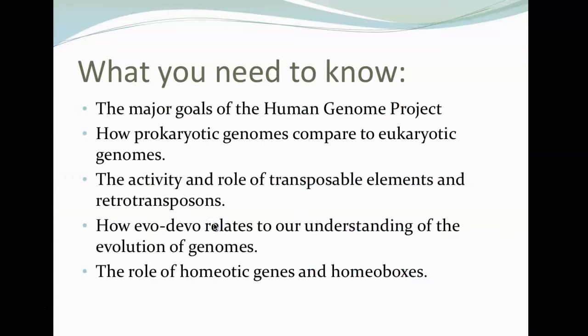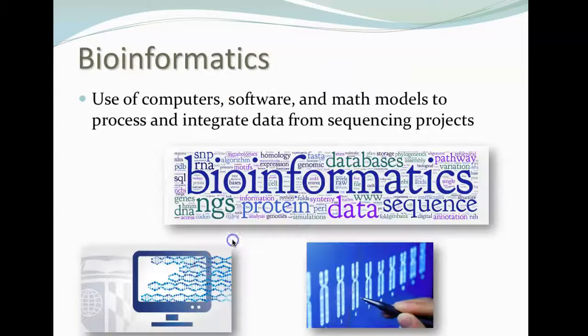What I want to focus on today is bioinformatics. We're going to talk a little bit about prokaryote versus eukaryote genomes, transposable elements, evolutionary development, also known as evo-devo, and then I'm going to jump to homeotic genes and homeoboxes. This will play into the icefish, what you saw happened with the icefish hemoglobin gene, and why they ended up with clear blood.